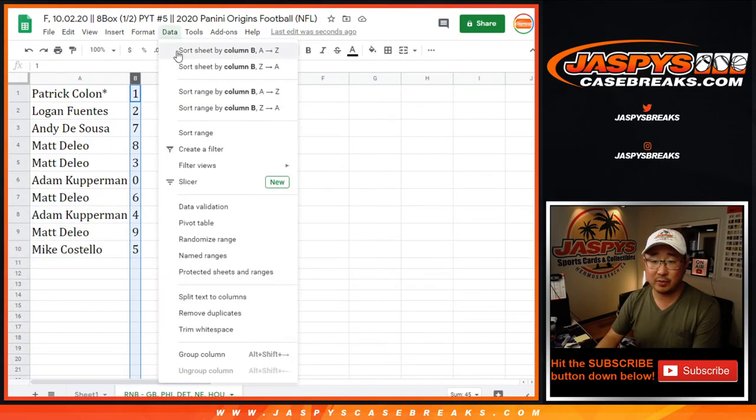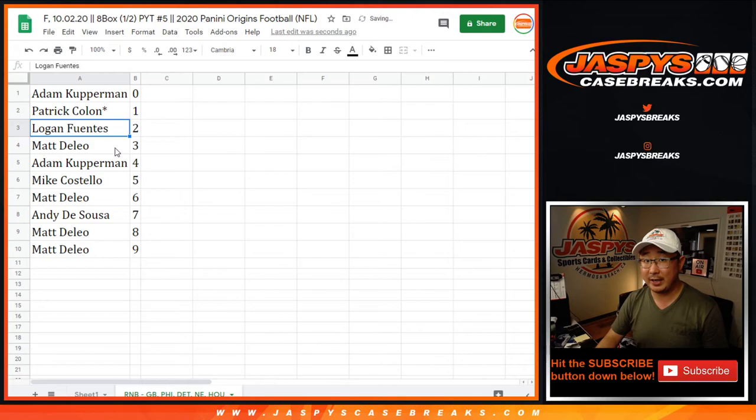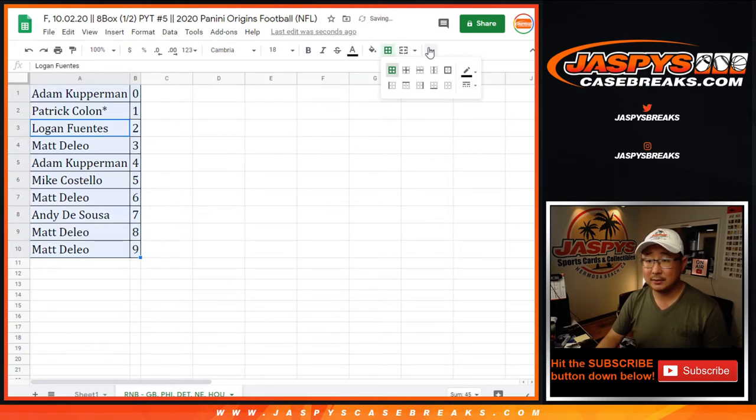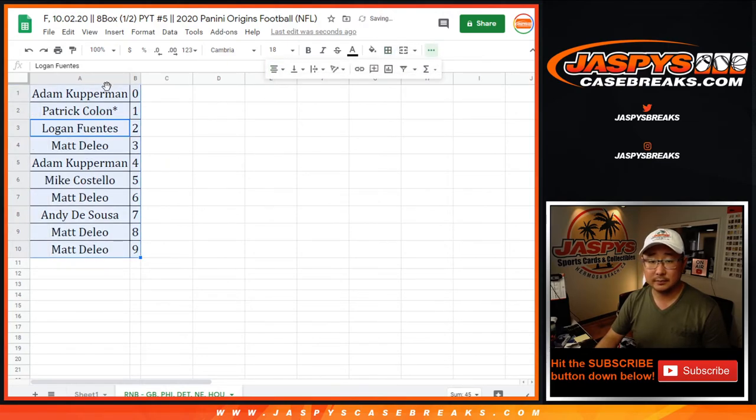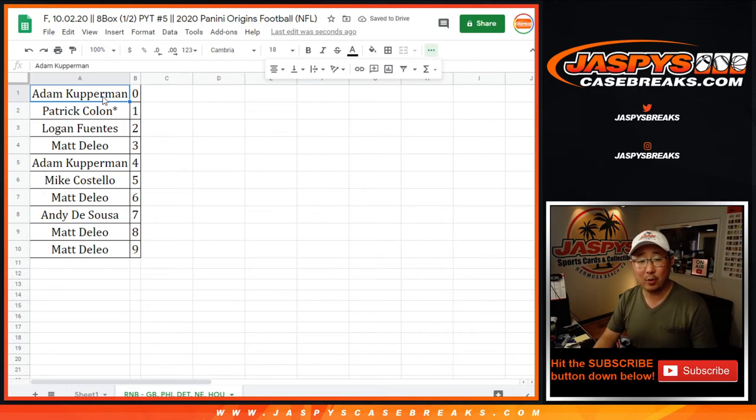Let's sort these by column B. Anyone thinking of trades? Speak now or forever hold your peace.